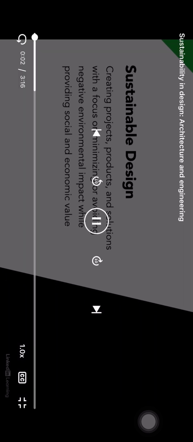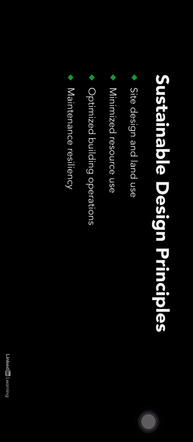Sustainable design is creating projects, products, and solutions with a focus on minimizing or avoiding negative environmental impact while providing social and economic value. Sustainable design considers environmental impact throughout the life cycle of its creation, from material sourcing to end of life. Sustainable design for buildings includes various principles including site design and land use, resource use efficiency including energy, water, and raw materials, use of environmentally preferable products, healthy indoors including better air quality, acoustics, lighting, and views, optimized operations and maintenance, and improved resiliency as a result of design solutions.